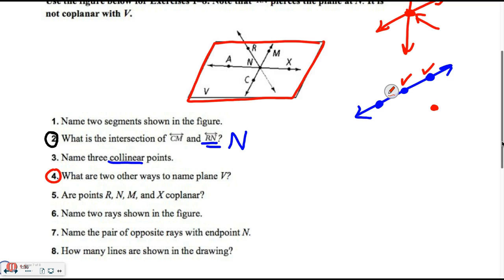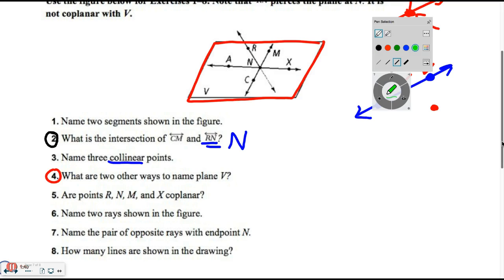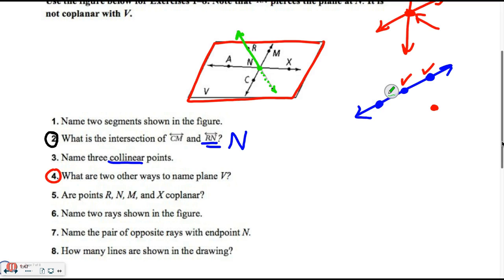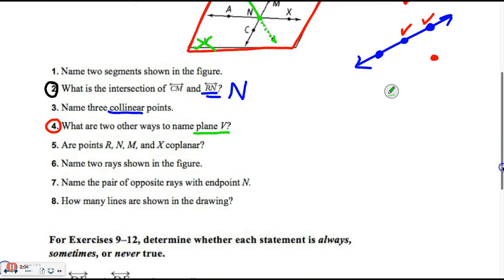And you might say, well, how do you know that one's not on the floor? It is a little bit tricky to decide, but it's because it goes like this, and then it's got these dots, which is supposed to indicate to you that it stabs through the paper. So you have to picture R as hovering up above there. So 2 ways to name plane V. You can pick any of the other points except R, and you need 3 of them in any order.